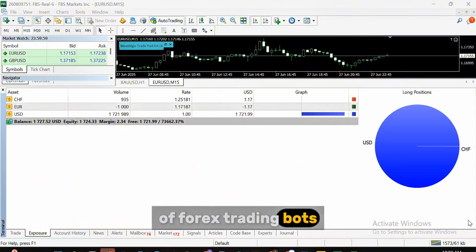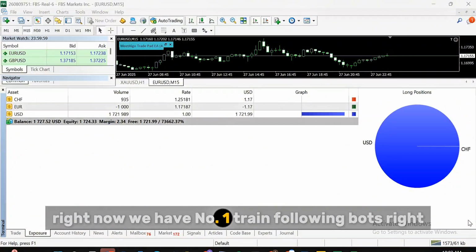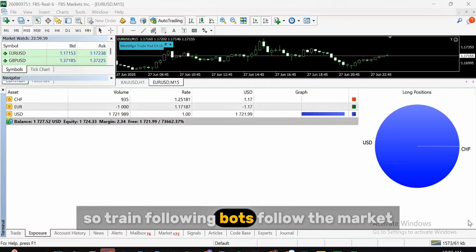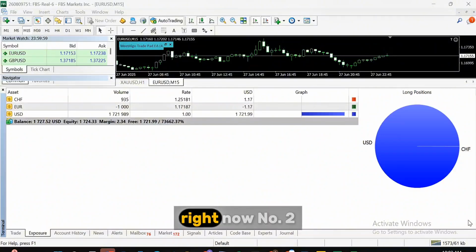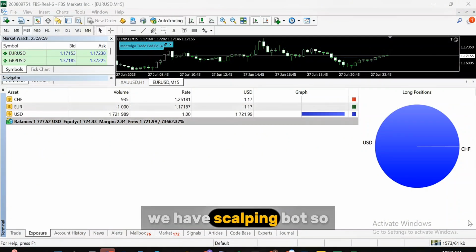Types of forex trading bots, right? Now we have number one, trend following bot. A trend following bot follows the market trend and makes trades based on the momentum, right? Now number two, we have scalping bot.